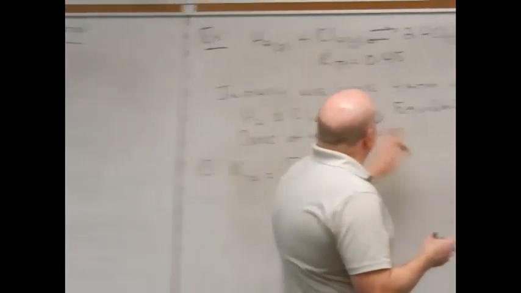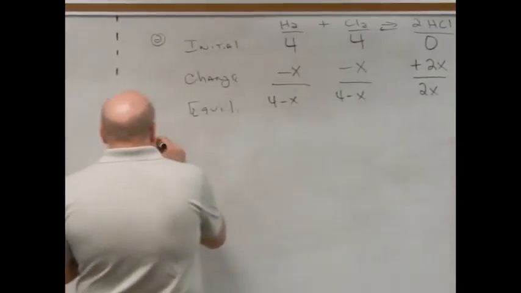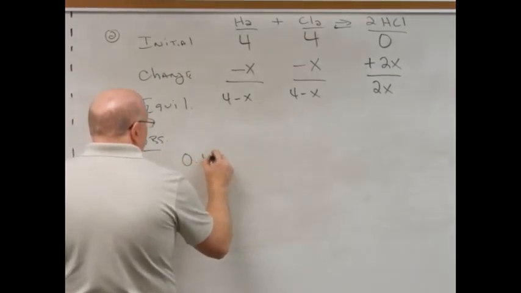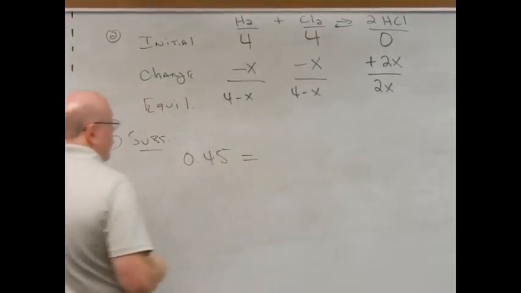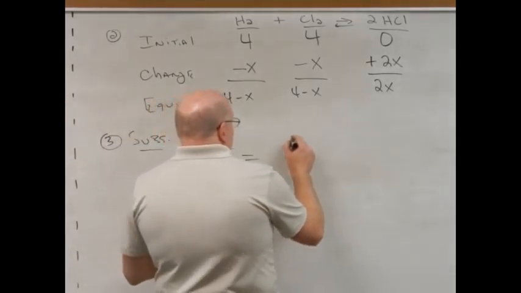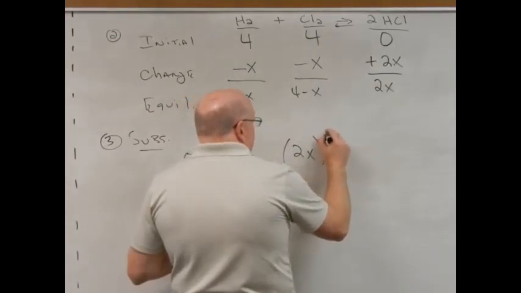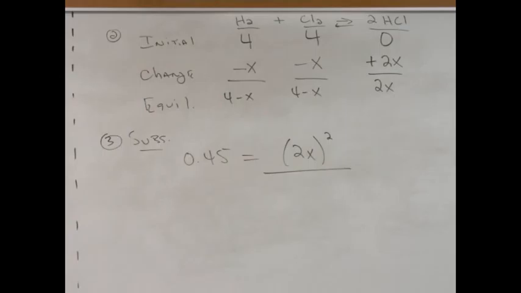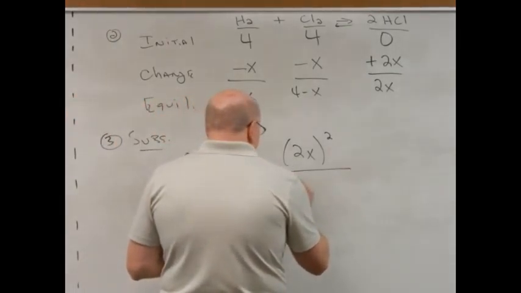Taking our equilibrium constant, which they say is 0.45, equals Kp equals the HCl concentration squared. HCl concentration there is 2x. 2x, quantity now squared. On the bottom, both of our individual concentrations: 4 minus x times 4 minus x.